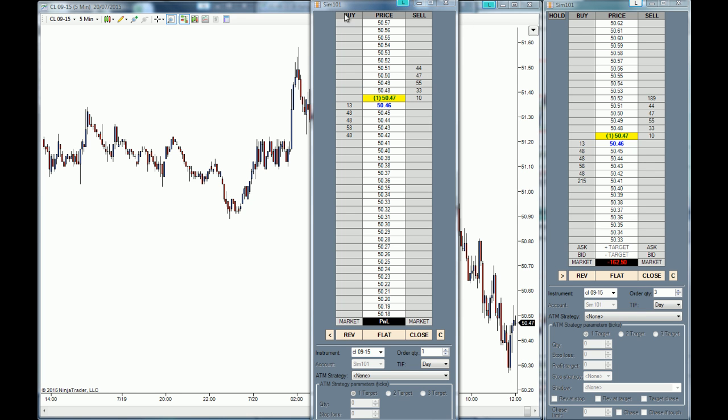Right here on the left we have a static Super DOM, and on the right we have the dynamic Super DOM. When using the static Super DOM, the bid and the ask price climb up and down a static ladder. So you can see right here that the bid, the ask, and the last traded price are moving up and down a static ladder. This means that if you hold your cursor on the 5041 price level, you will see that this price will not change, even though price is going down and getting close to it.